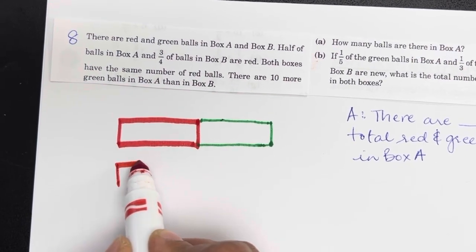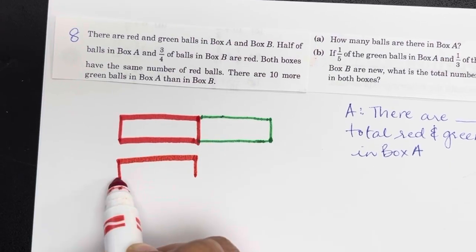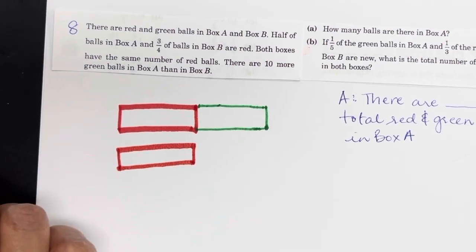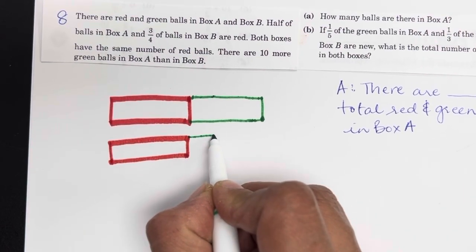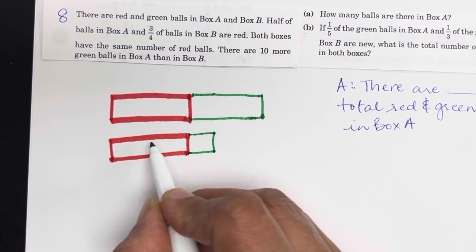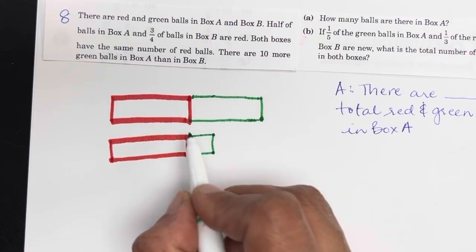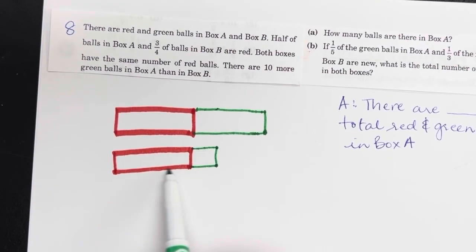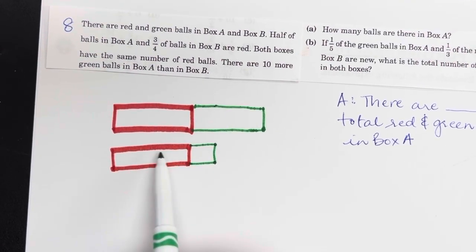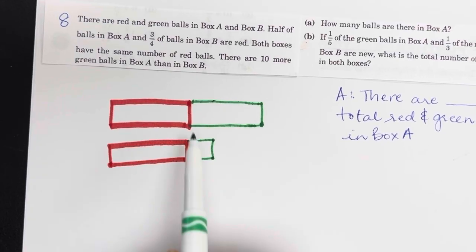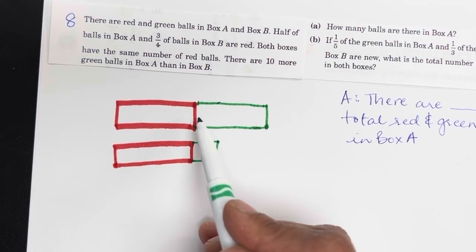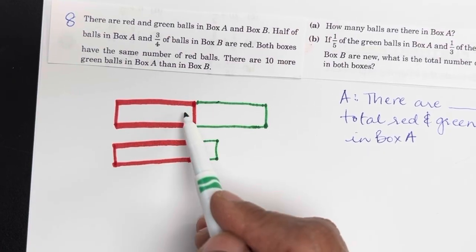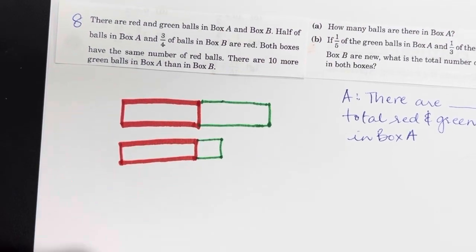They say both boxes have the same number of red balls. So our box B also has the same number of red balls. However, the green is only 1/4 of this size. Remember, the total has been split into 4 parts. 3 are for red, 1 is for green, because 3/4 of the balls in box B are red. And we've been told that both of them have the same number of red balls.